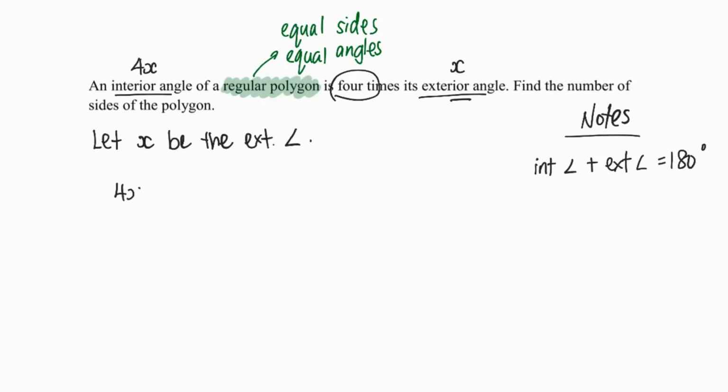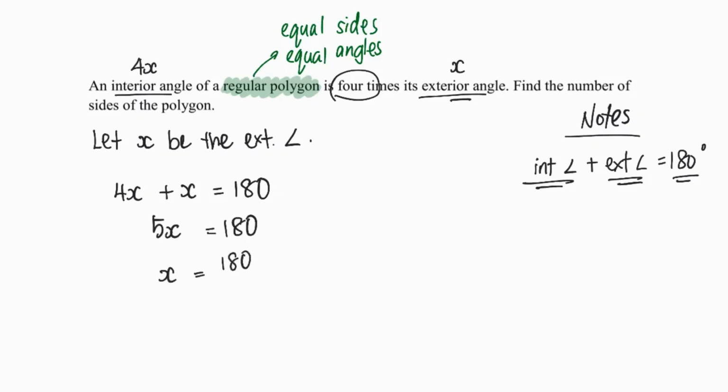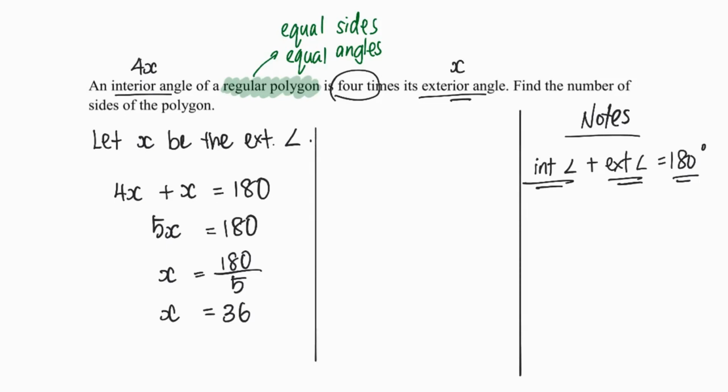So 4x plus x. Interior plus exterior is 180. So I will be able to get my x easily. Divide by 5. x is 36. And because now I have the exterior angle, and this is a regular polygon, it means all the exterior angles are equal.